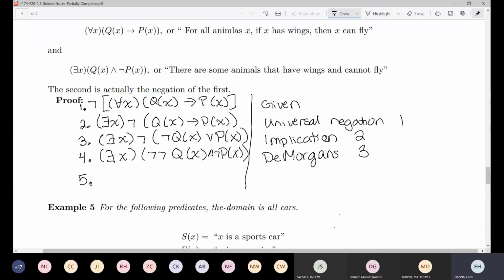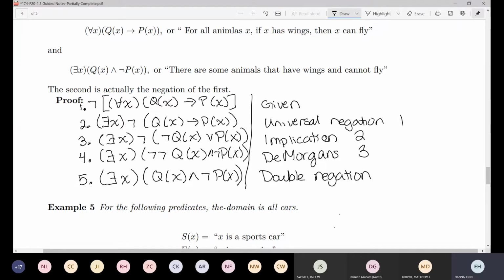And then our last step is the thing that you would probably be tempted to do all at once, which is to take the double negation and just turn that into Q of X and not P of X. Double negation on 4. And this is exactly what we said we were going to get.